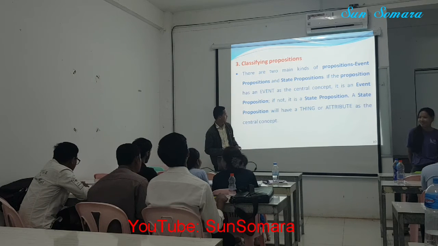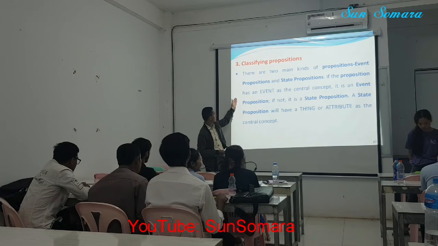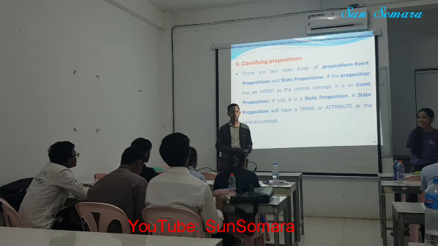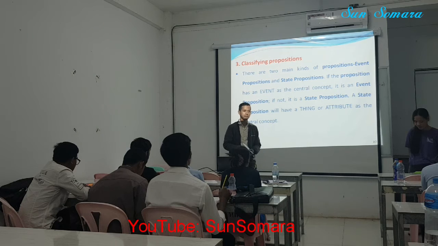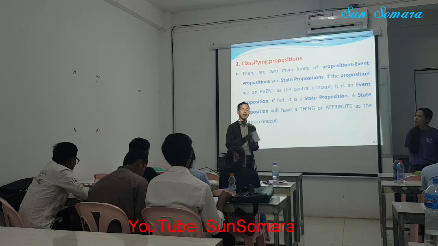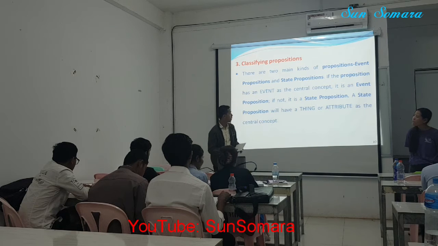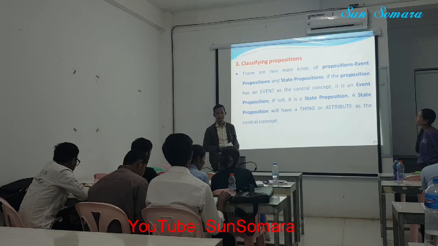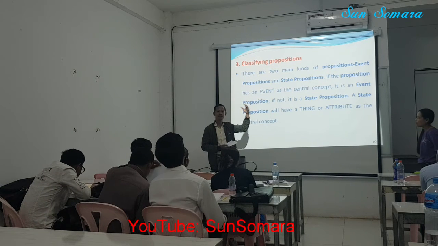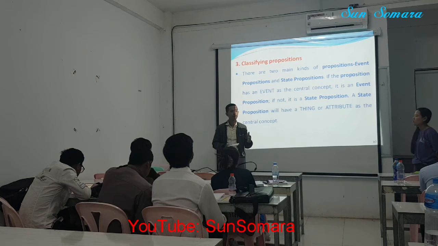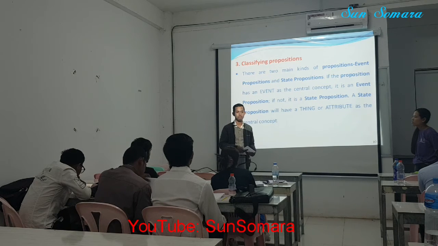Look at this slide. You see? If the proposition has an event as the center of itself, you know center of itself? Let me show you. John hit Peter. Hit is the center of itself. Okay? Hit is a verb. Hit plays as the center of itself. Okay? This is called event proposition. It means that the proposition has the center of itself. But if the proposition doesn't have a central concept, we call it state proposition. Okay? You understand?